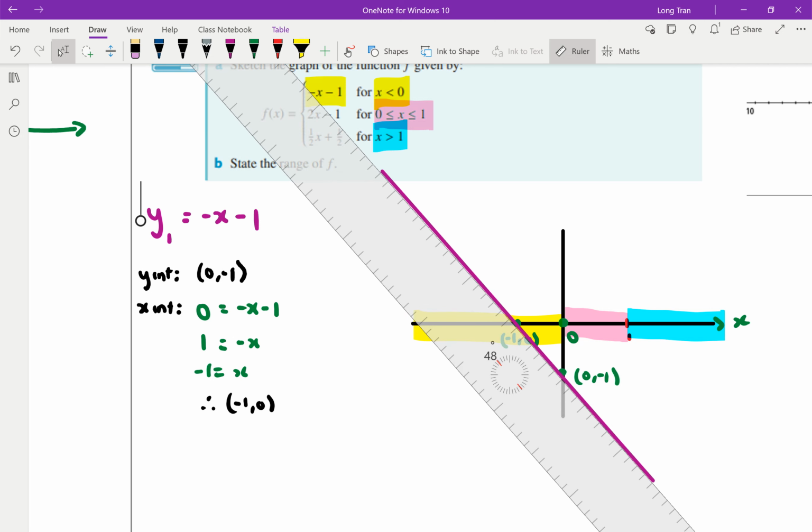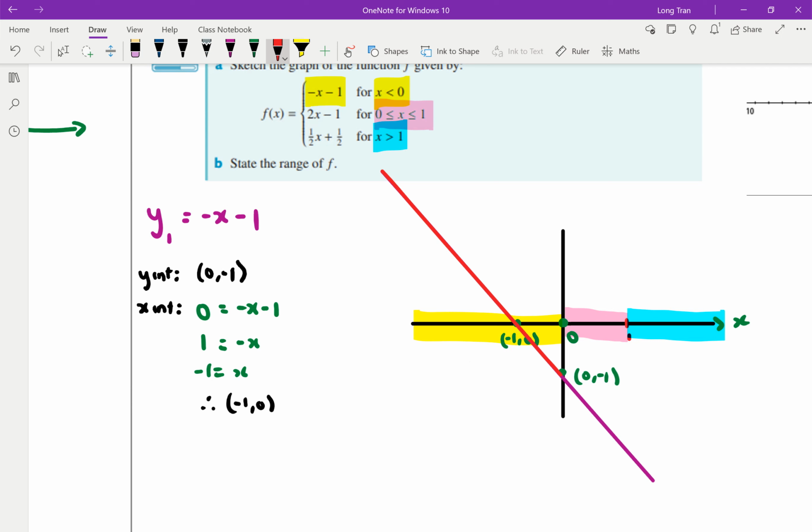I'm going to use another color to override it. I can only draw all the way up until this point. That's the only point I can draw up to, correct? So I'm going to delete what I can't draw anymore, so it only has the yellow part of the component. And remember, because it says not equal to 0, you should technically be doing an open circle here to say that the y value can't be negative 1 at that point, right? So that's my first graph.